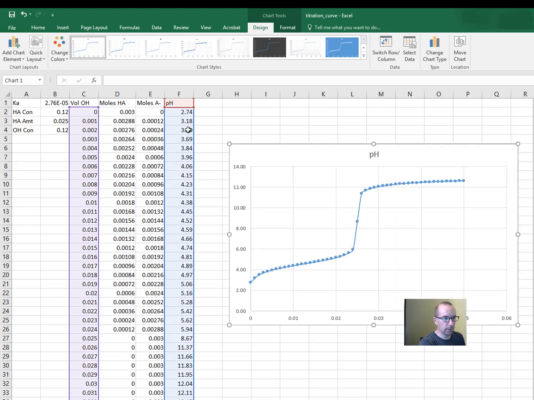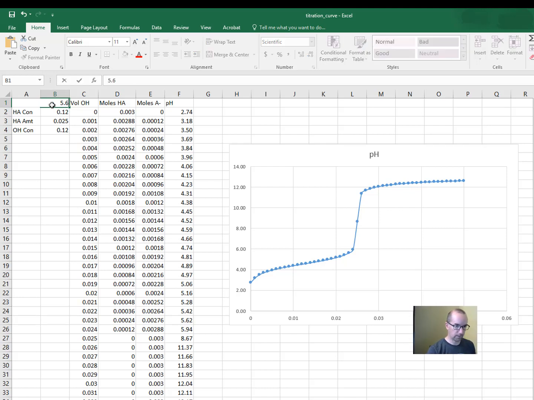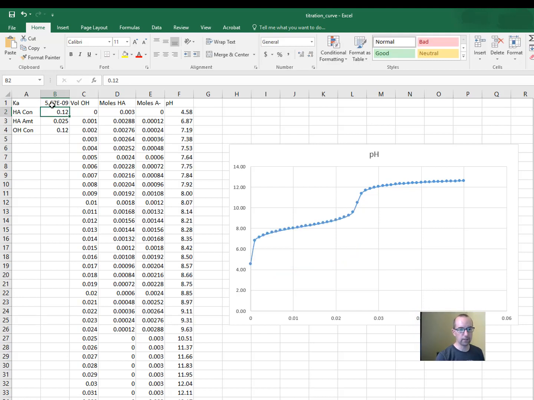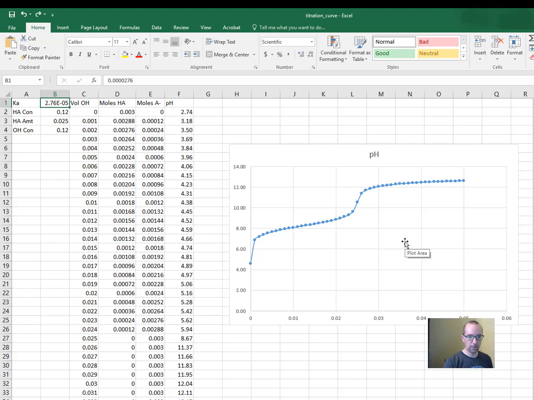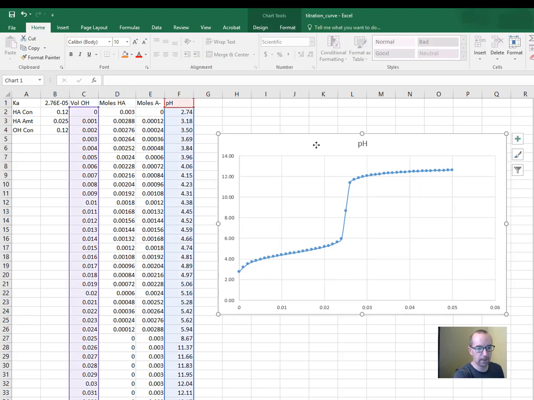And the really cool thing about something like this is if I change the Ka to, let's say, 5.67 times 10 to the minus 9, it will automatically change all of this for me. Look at the drastic change that we see there. So this is fairly powerful. Now, obviously, it's not a calculator. There's some other math we'd have to put into this to make that happen, but this is pretty good for what we needed to do.